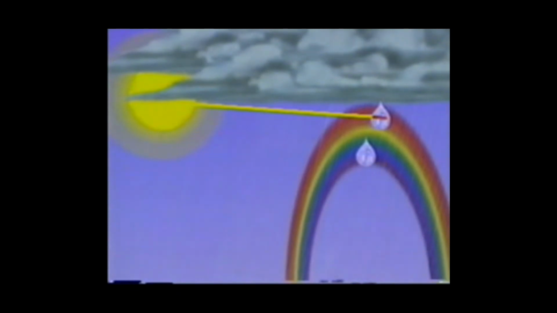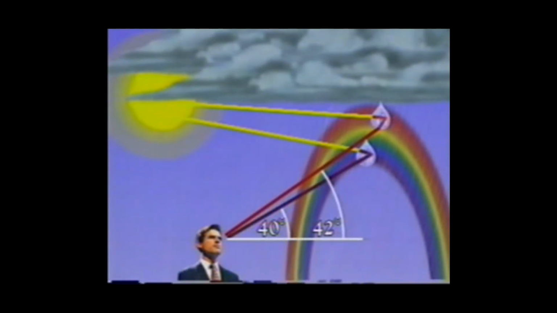Then those colored rays will reflect off the back of the raindrop, and will come out at a precise angle, 42 degrees. There's a concentration of rays at 42 degrees, and will refract again and come to your eyes. And that angle between 40 degrees and 42 degrees is where all of the color of the rainbow is. At 42 degrees, we see the red light, and at 40 degrees, we see the violet light.